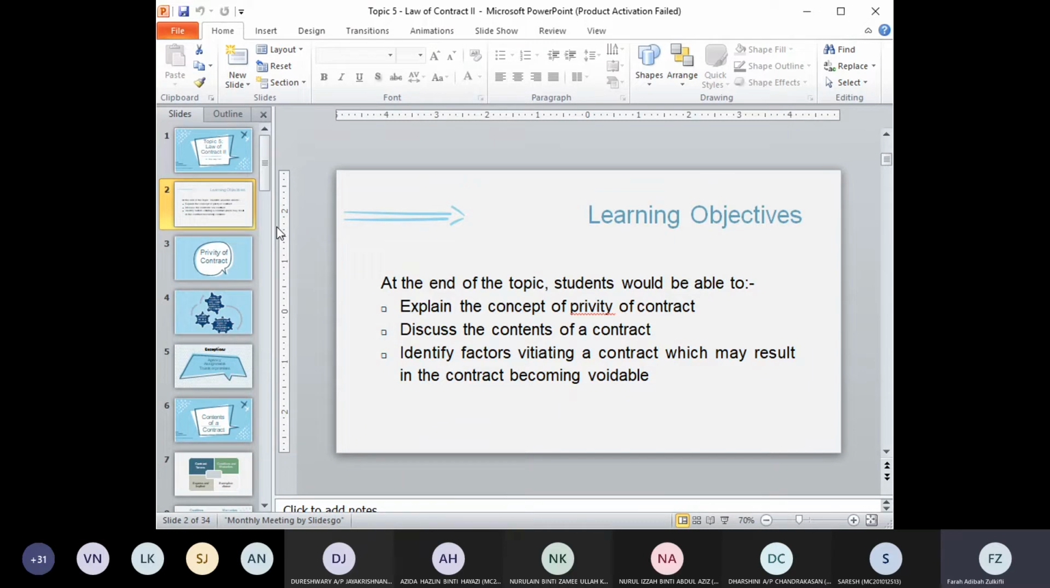And then we will also discuss the contents of a contract. Inside a contract, especially a formal contract, there will be many terms and many clauses. We will see what each clause means. Is it a condition of a contract? Is it a warranty? Is it an exemption clause? Is it an express term? Is it an implied term? We'll see all that under the second part, which is contents of a contract.